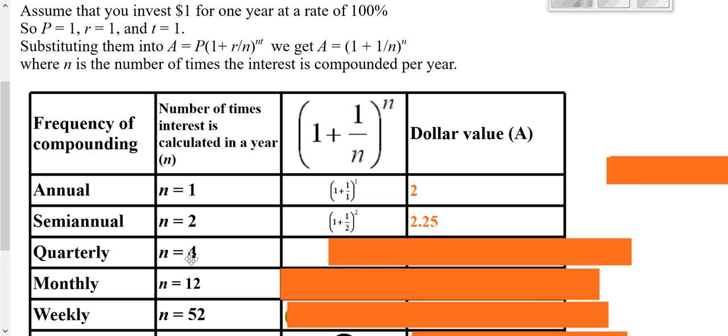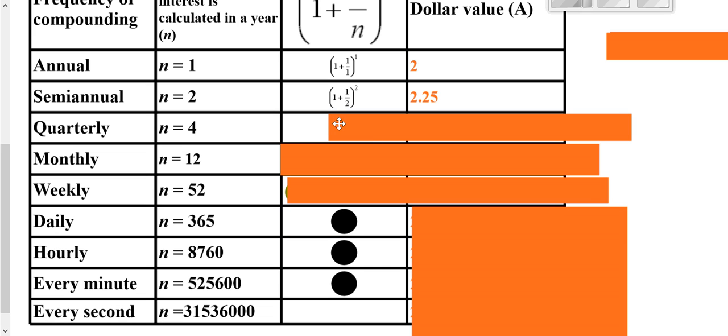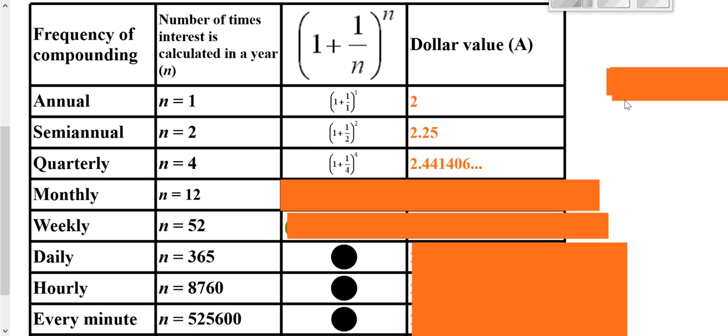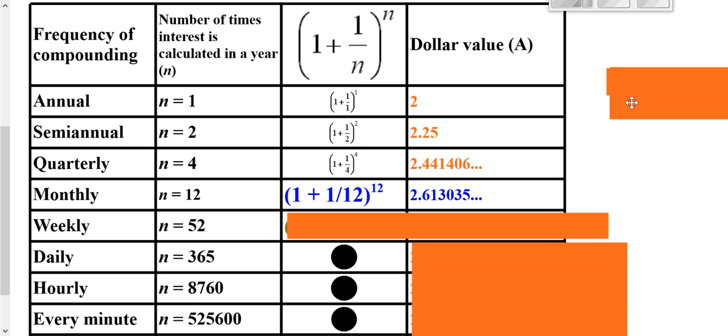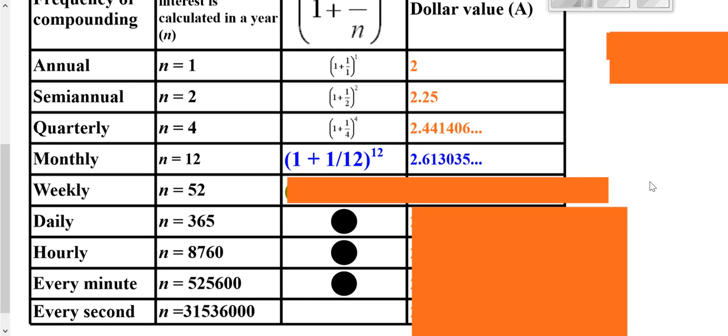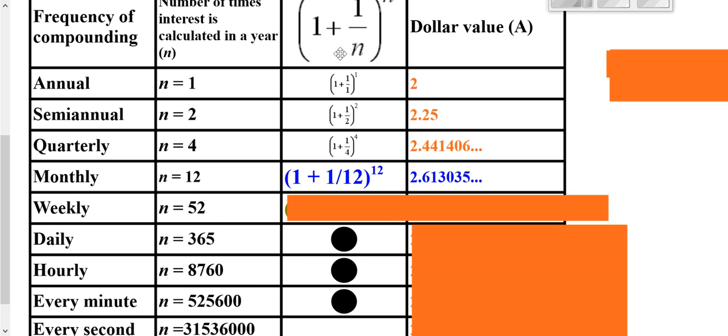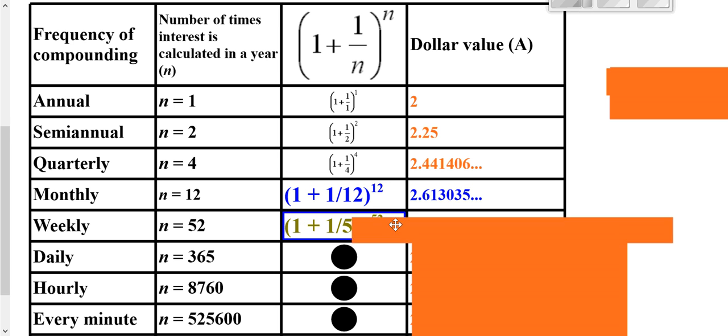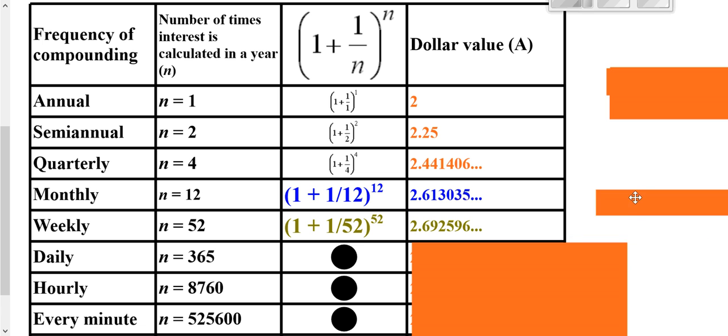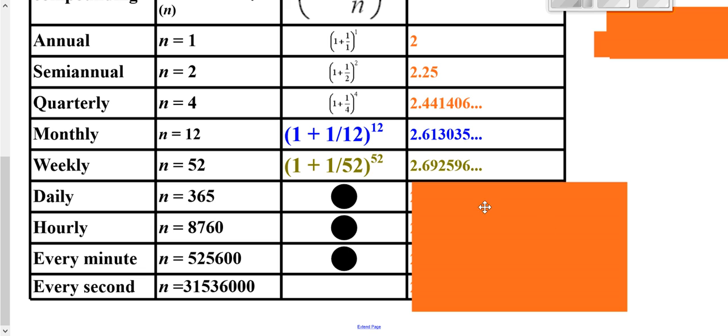We could have chosen quarterly. And if we do it quarterly, n would be 4, and we would get this. We type it in, we get this here. If n is 12, we type it in, and we would get this here. Notice these numbers are going up as you compound it more often, but it's not going up real fast. So if we went ahead and plugged in 52 for n, we would get this. If we typed in 365, we would get this.